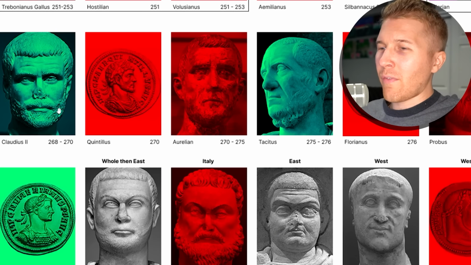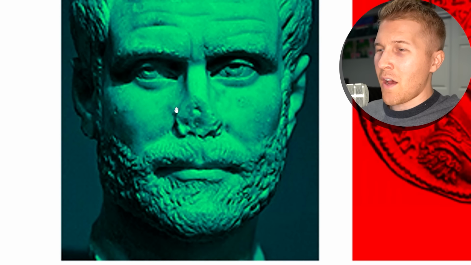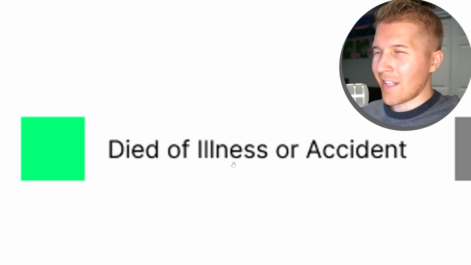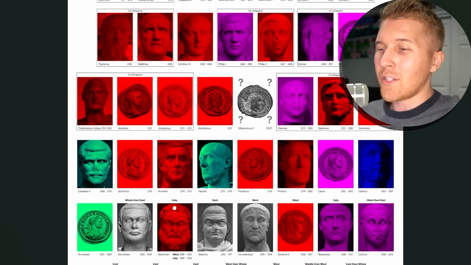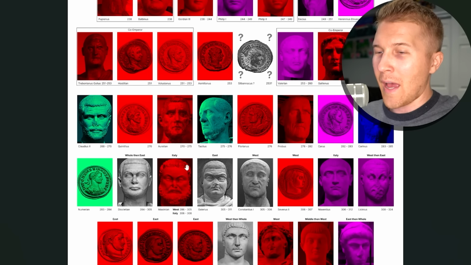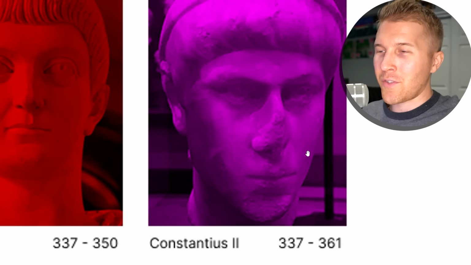In green, there's only 4 of these. These guys died of illness. Illness or an accident. That's kind of, those are 2 different things. Why'd they put that in one category? Anyways, I like how 75% out of those 4 is towards when the Roman Empire was beginning to collapse. I mean, it was going to split and then the western side would collapse at least.